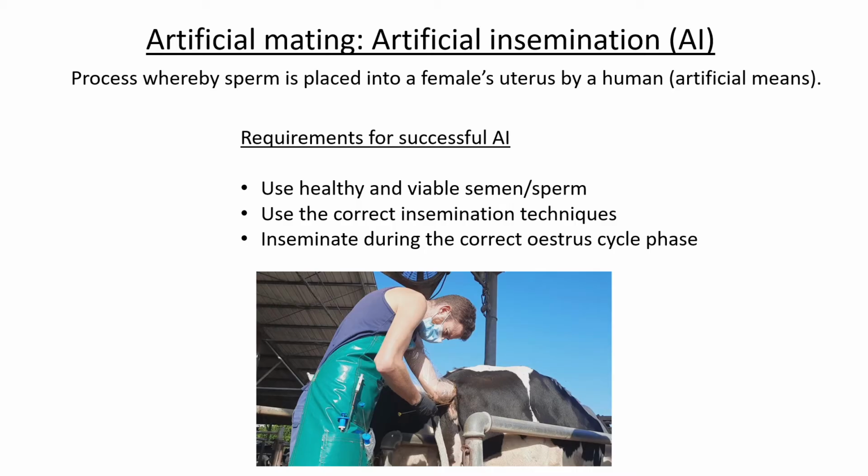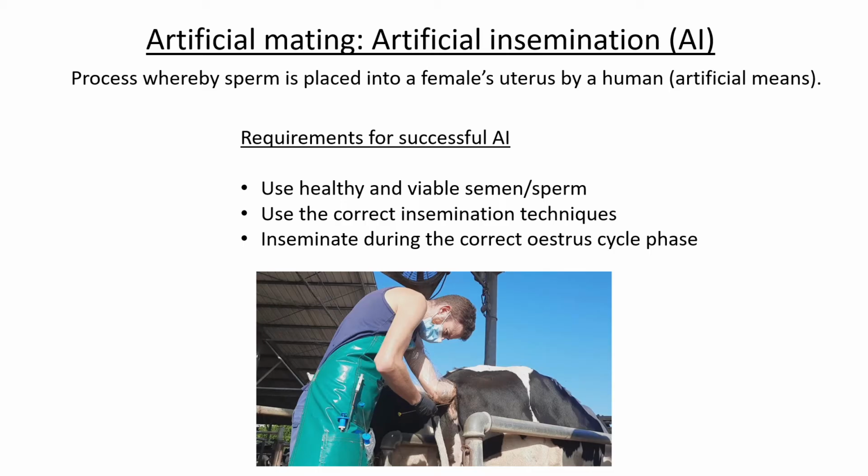Okay, so now we're going to look at artificial mating. There are three main ones. We're going to look at just the first one today, artificial insemination, also known as AI. So this basically is the process whereby sperm is placed into a female's uterus, but by a human. So I'm saying there in parentheses, by any artificial means, meaning it's not the bull doing the work, it's his sperm, but somebody else is putting the sperm into the cow. So in this case, a human.